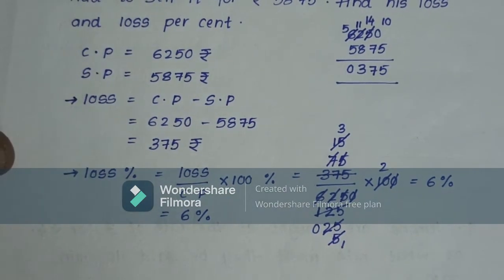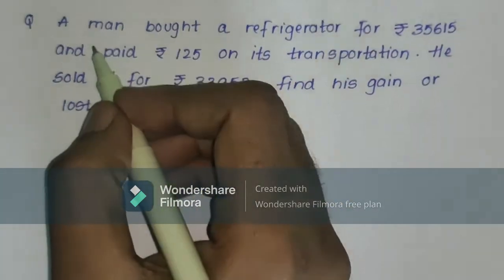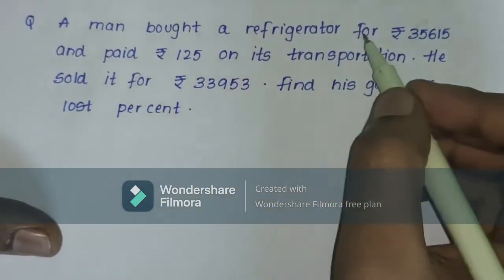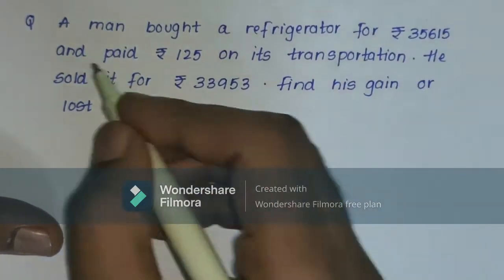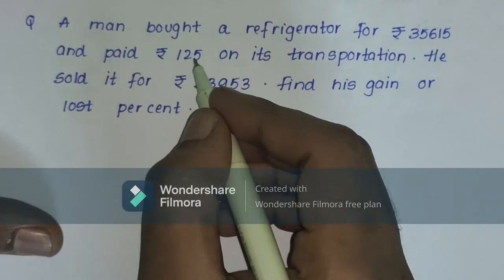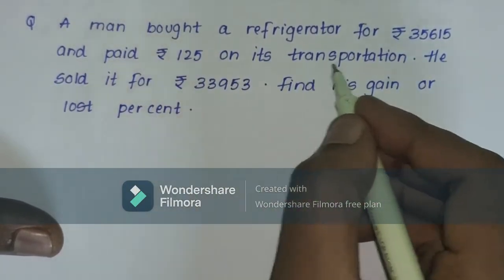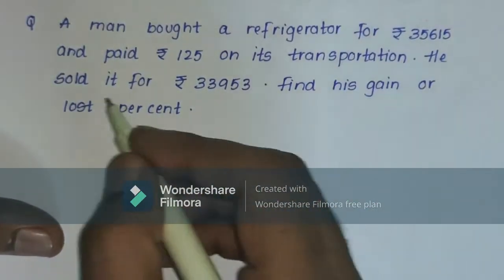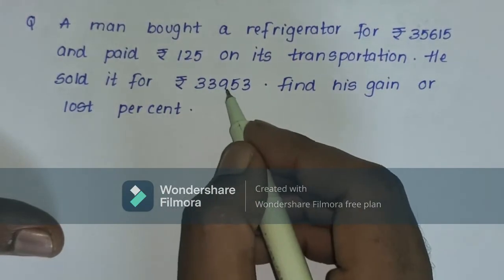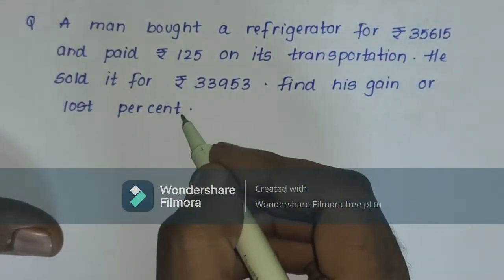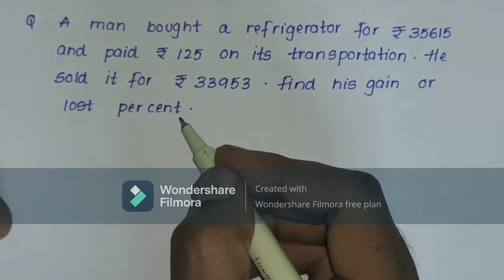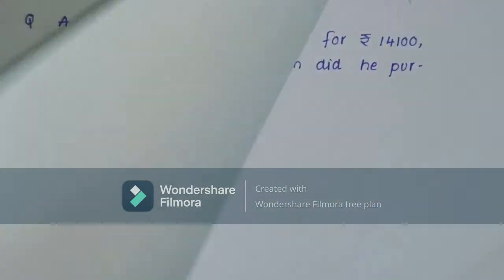Now student, let us do a few more examples. If you see, a man bought a refrigerator for rupees 35,615 and paid rupees 125 on transportation. Okay, he sold it for 33,953. Find his gain or loss percent. Okay student, now let us write down the given data first.